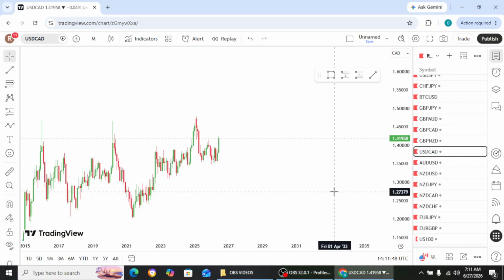Okay, let's look at USD CAD, AUD USD, and NZD USD. Let's look at their weekly outlook for the last week of June 2026, starting from Monday the 29th to July 3rd, being Friday. So, USD CAD, what do you see on the chart?